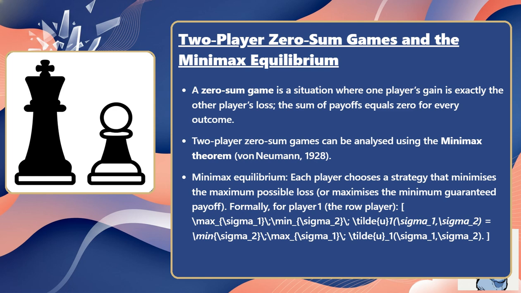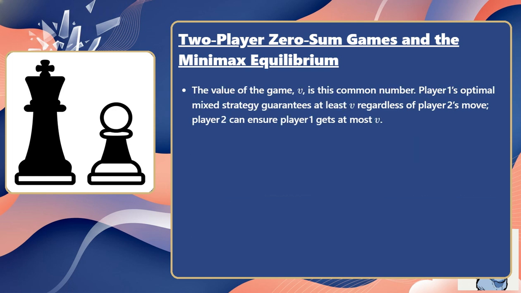Formally, for player 1, the row player: max over sigma_1 of min over sigma_2 of u_1(sigma_1, sigma_2) equals min over sigma_2 of max over sigma_1 of u_1(sigma_1, sigma_2). The value of the game, V, is this common number. Player 1's optimal mixed strategy guarantees at least V regardless of player 2's move.